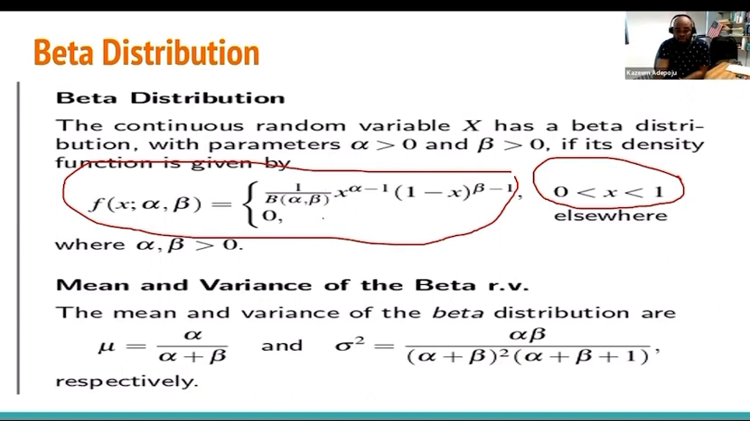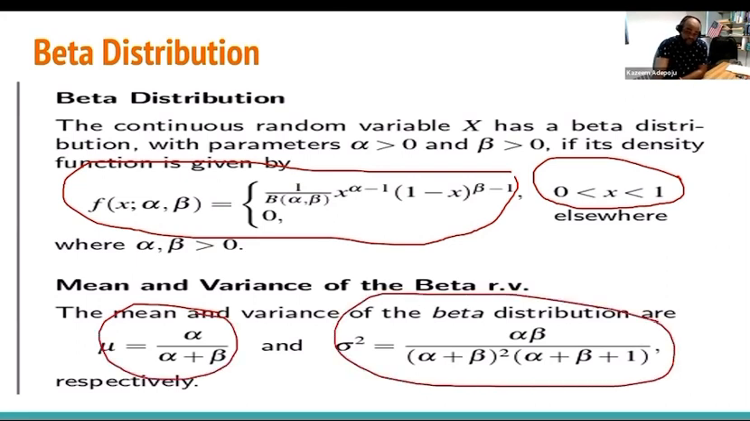Of course, when you have a beta distribution, the mean and variance actually exist. Like I said, the mean and variance of the beta distribution exist. This is the mean, and this is the variance. And of course, we can prove them.